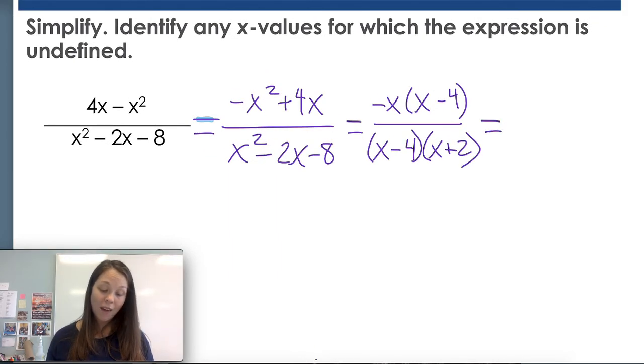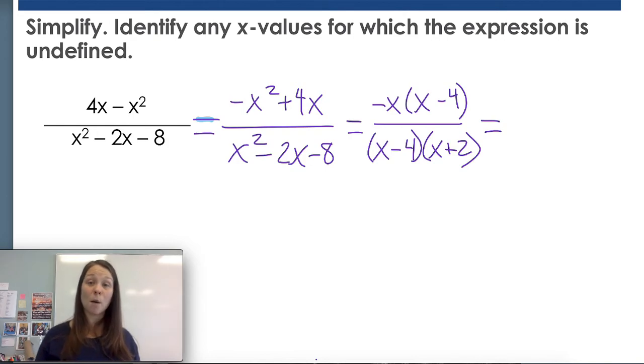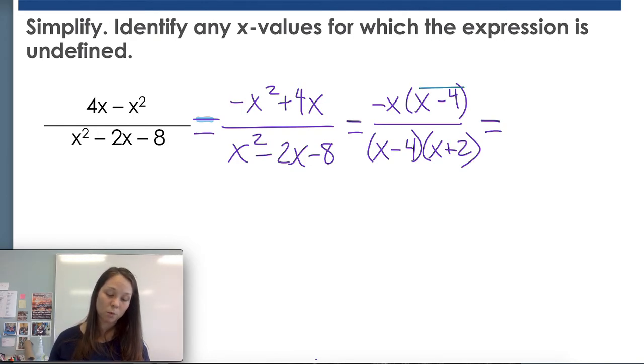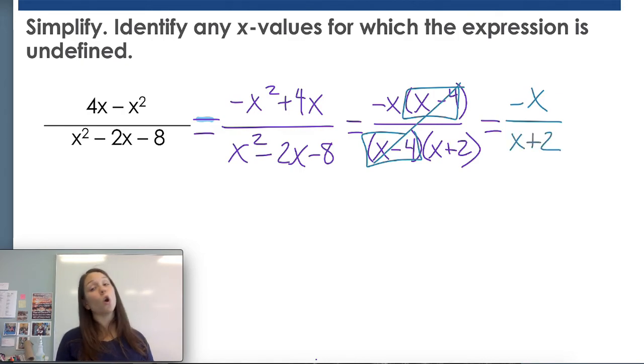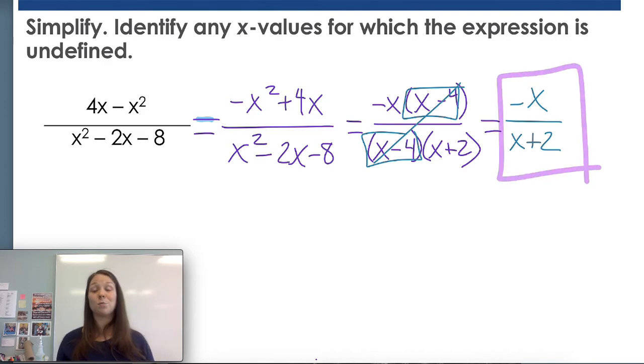Notice now that we have a common factor. We have something in common that is being multiplied between the numerator and denominator, and it's this x minus 4 piece. I have an x minus 4 being multiplied in both locations, so I can divide that out, and that's going to leave me with negative x over x plus 2. There are no more common factors because there's nothing else being multiplied that's common between the numerator and denominator, so this is simplified form.